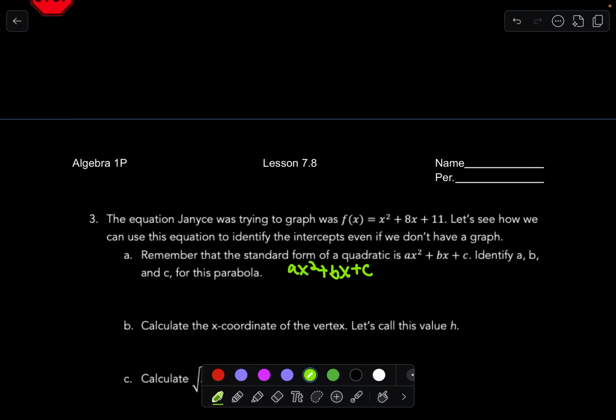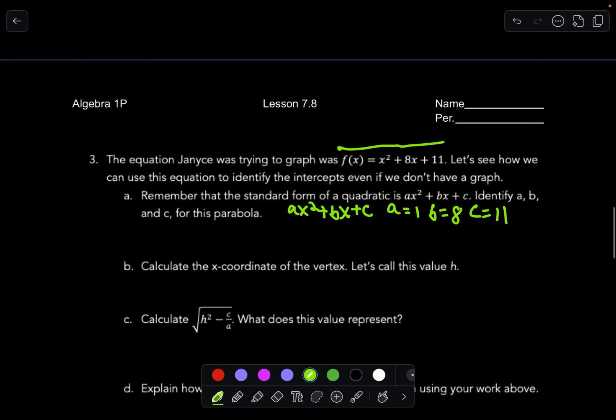Well, looking at this equation up here, we see that a equals 1, it's the number in front of the x squared, b is equal to 8, the number in front of x, and c is equal to 11. Okay? Now, calculate the x-coordinate of the vertex. Let's call this value h. So, h is going to equal the opposite of b over 2a. That's just the x-coordinate of the vertex. b is 8, so it's negative 8 over 2 times 1, which equals negative 4.